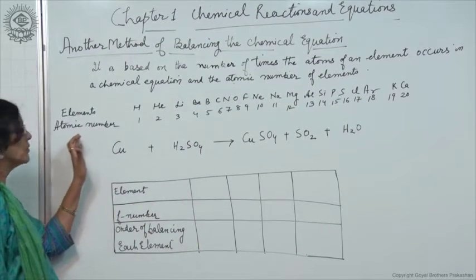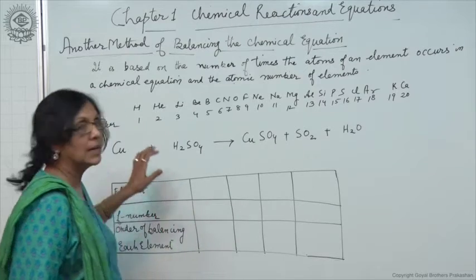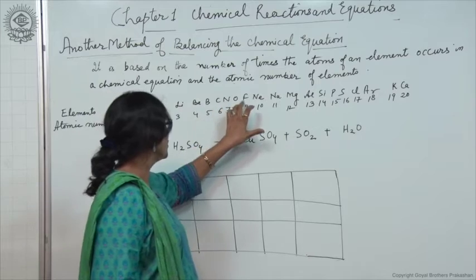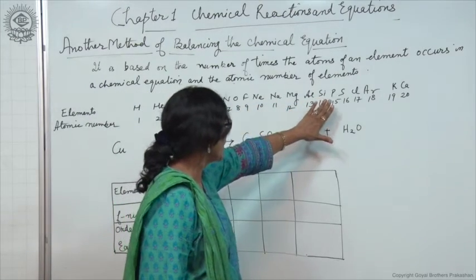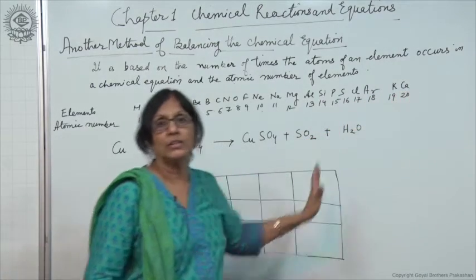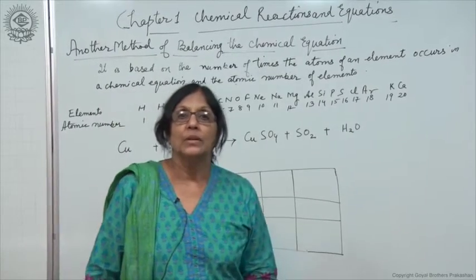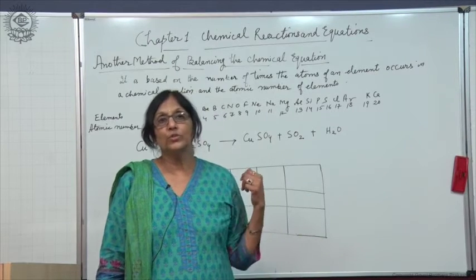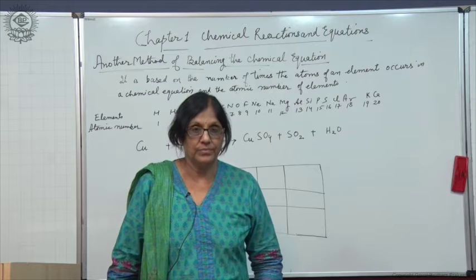I think you know what an atomic number is: the number of protons present in an atom. H, He, Li, Be, B, C, N, O, F, Ne, Na, Mg, Al, Si, P, S, Cl, Ar, K, Ca. So these are all the symbols of the elements written with their atomic numbers from 1 to 20. If you memorize this, you can use this method for balancing chemical equations.